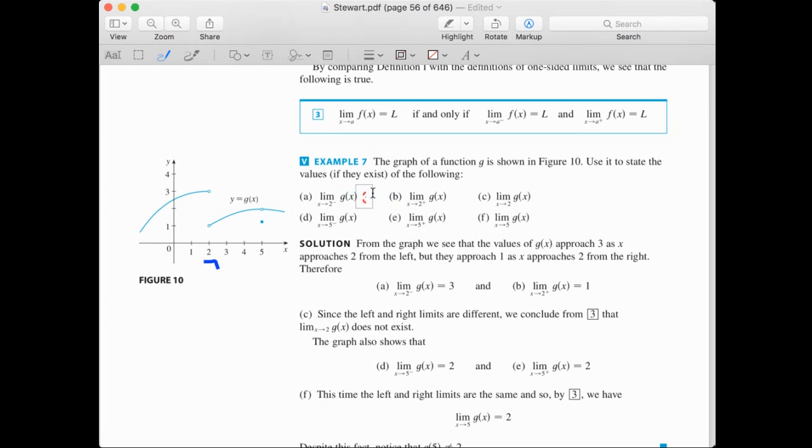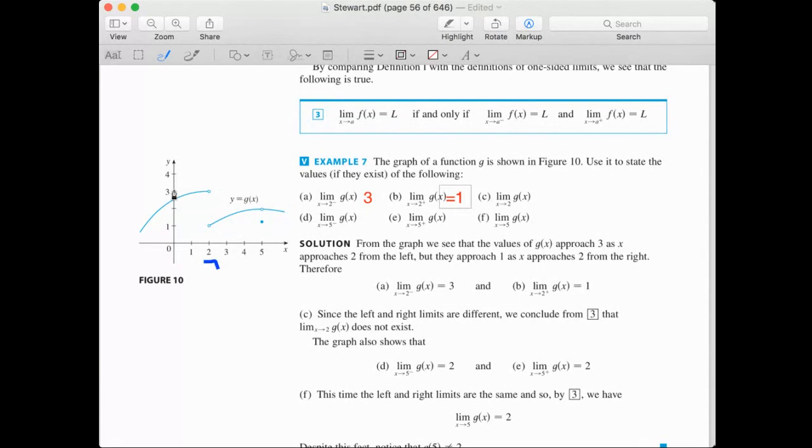So equals 3. Oops. And the right limit equals 2. Oh no, equals 1. Sorry, it's not a 2, it's 1, okay? It's the left limit right here. The right limit is 1. So the left limit is a 3.